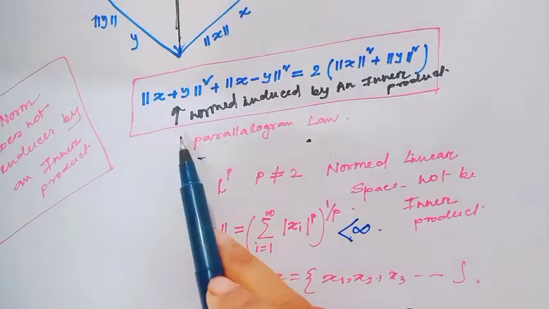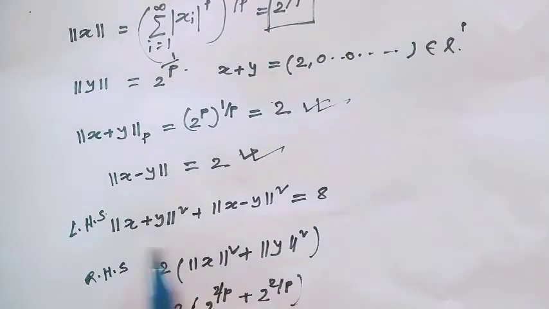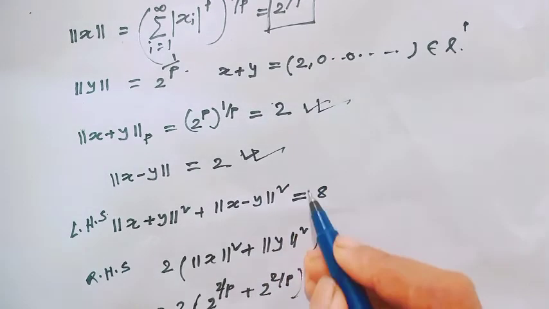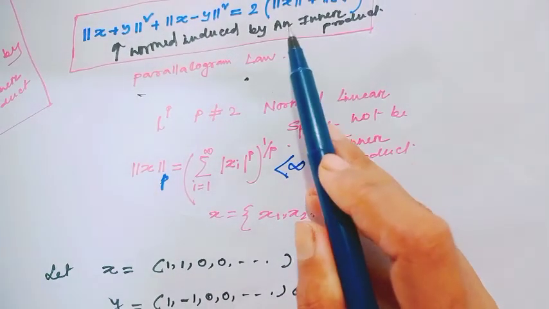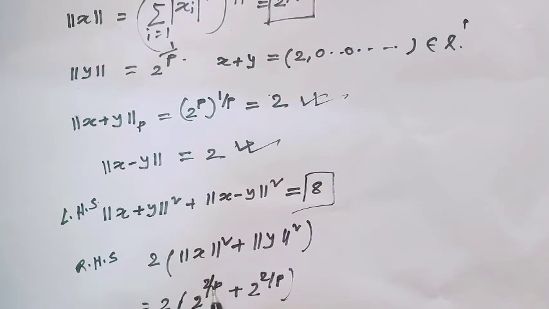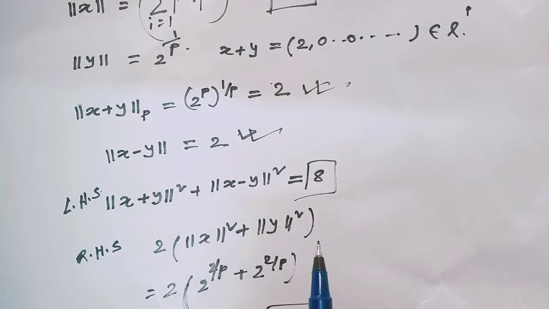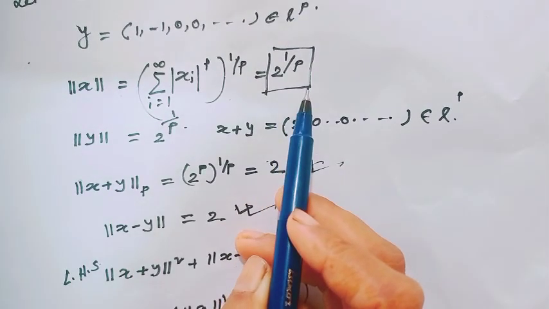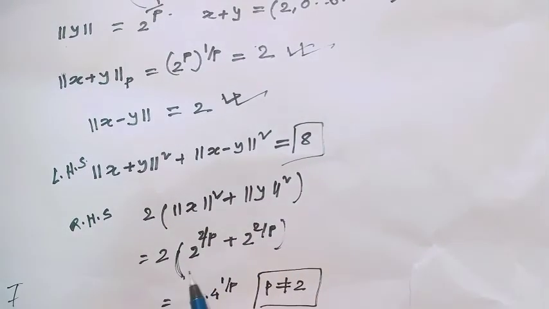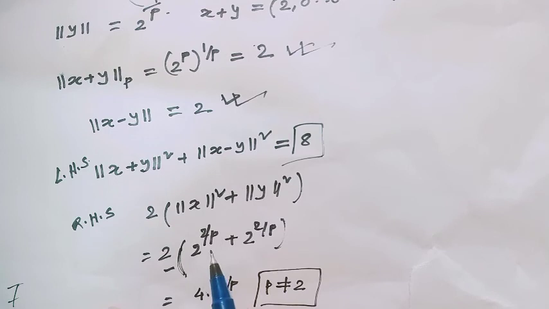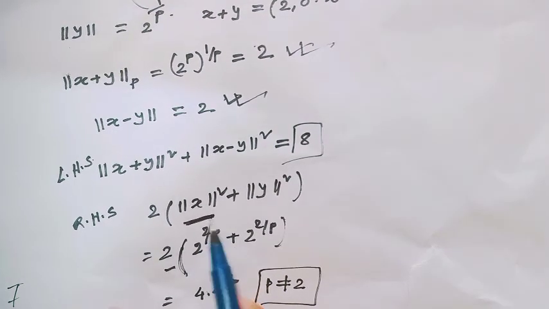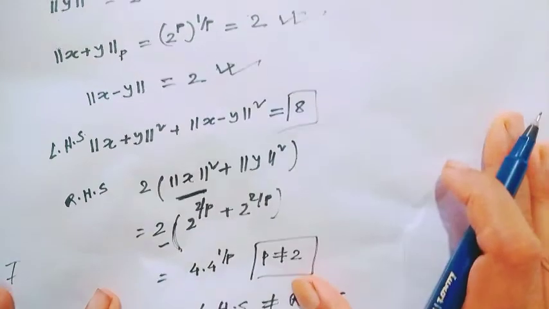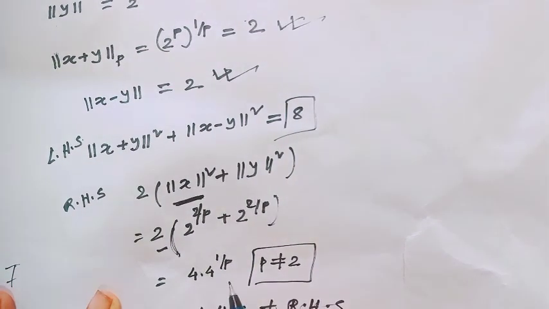Then notice the left hand side of the parallelogram law: norm of x plus y whole square plus norm of x minus y whole square. This would be 4 plus 4. This would be 8. And the right hand side of the parallelogram law: 2 times norm of x whole square plus norm of y whole square. Just put the value. Norm of x means 2 to the power 1 over p and norm of y means 2 to the power 1 over p. So 2 times, since this is norm of x whole square, this means 2 to the power 2 over p plus 2 to the power 2 over p. This is equal to 4 times 4 to the power 1 over p.